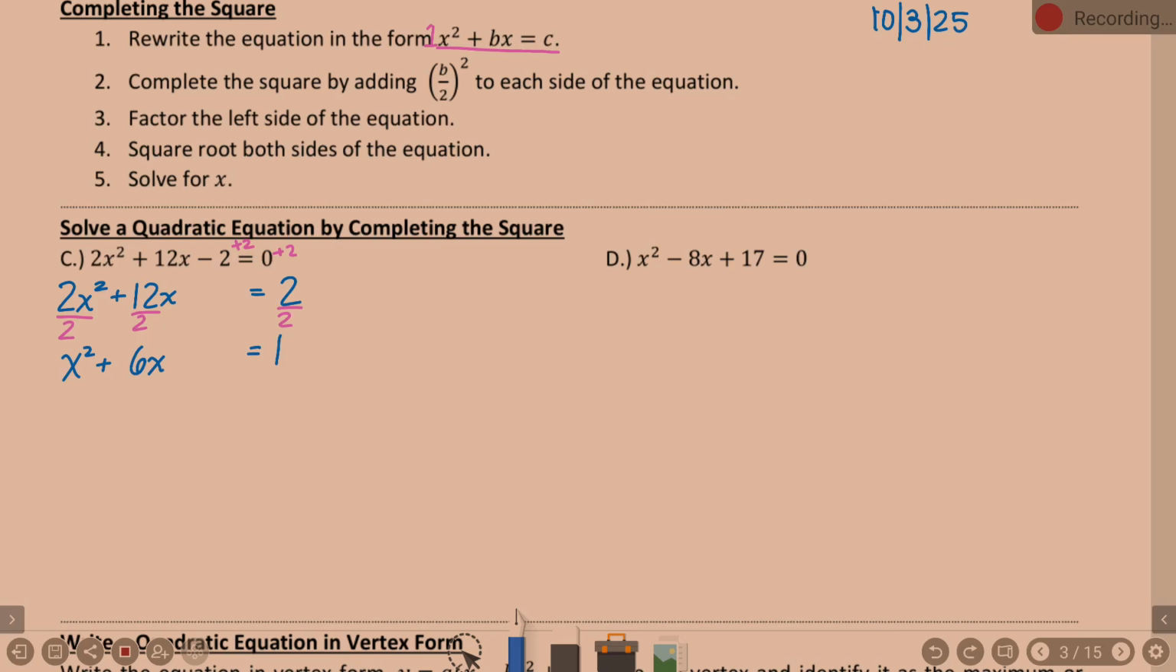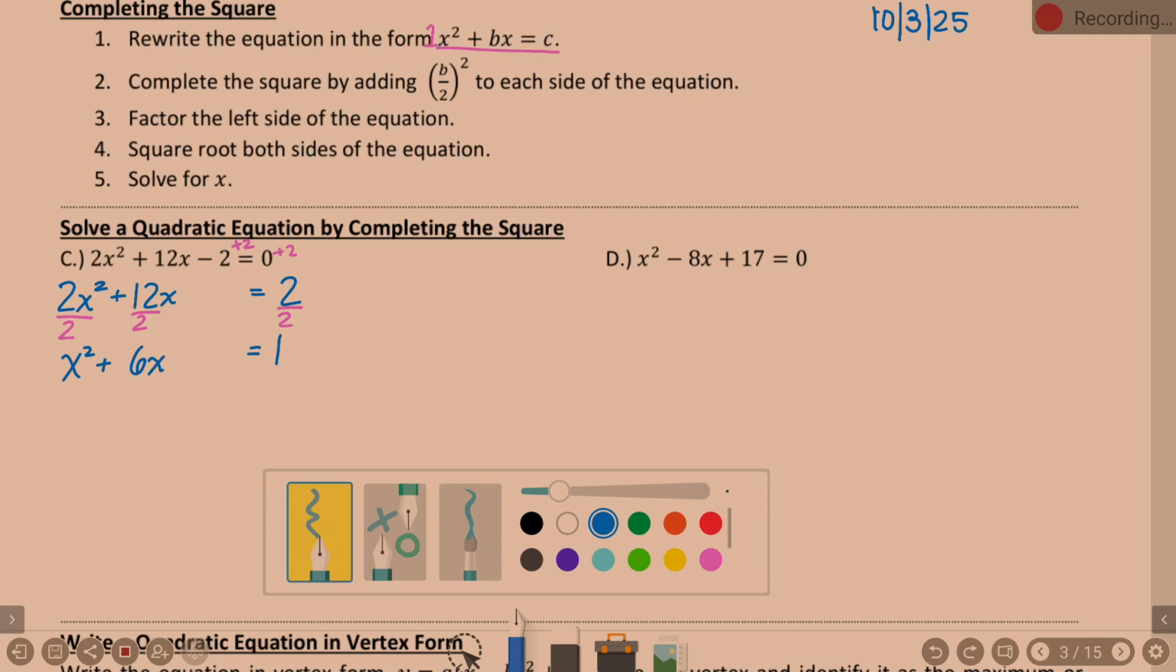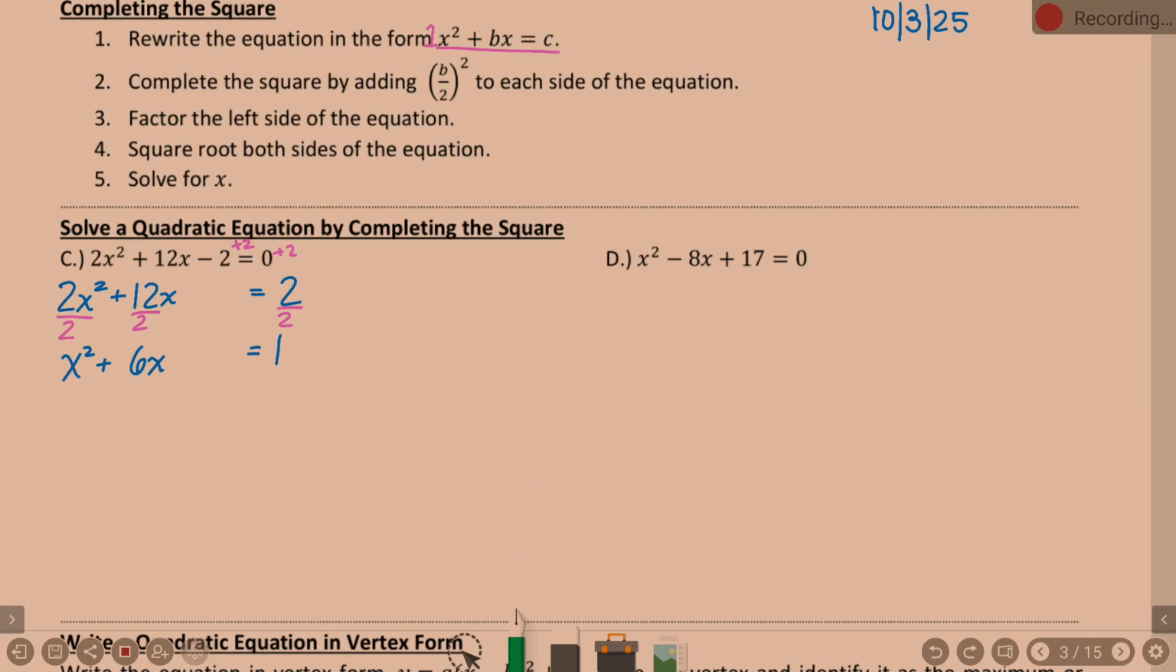Step 2 is to complete the square by adding b over 2 squared to each side of the equation. So our job here is to find b over 2 squared. Let's start with what is b currently? Not originally, but currently. What is b? B is 6.